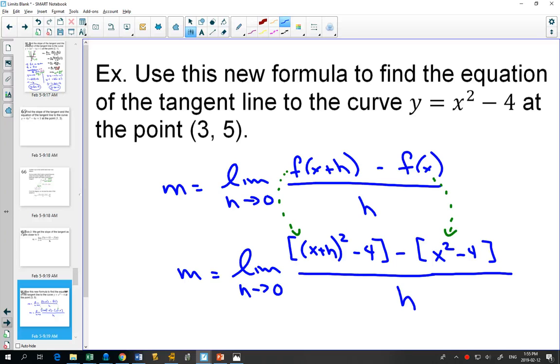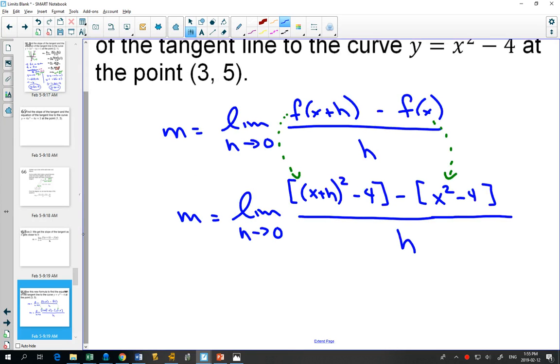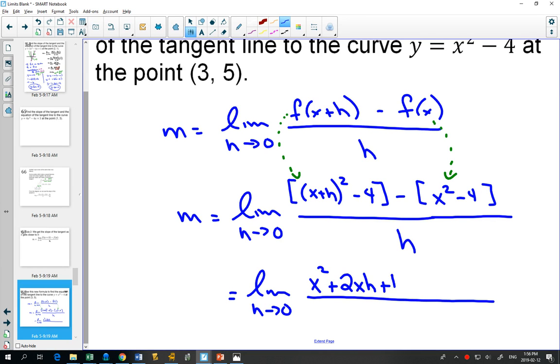We could expand the x plus h squared. So what would that mean? Right, this is equal to the limit as h goes to 0. x plus h times x plus h is x squared plus 2xh plus h squared minus 4. And if I distribute the negative here, I would get minus x squared plus 4 all over h.